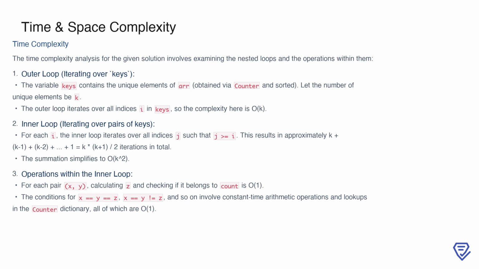For each pair, operations such as determining the third element z and checking its existence in the frequency counter are constant time, or O(1). This includes the arithmetic checks for cases like x equals y equals z, which are also O(1). Therefore, the operations inside the loop do not add additional complexity beyond the O(k squared) contributed by the nested loops.